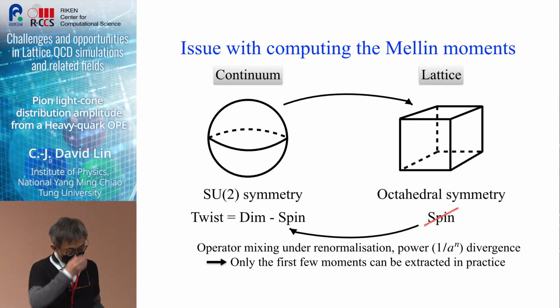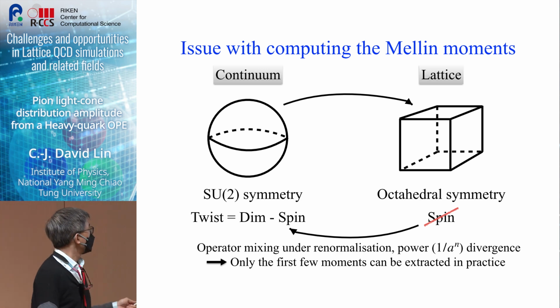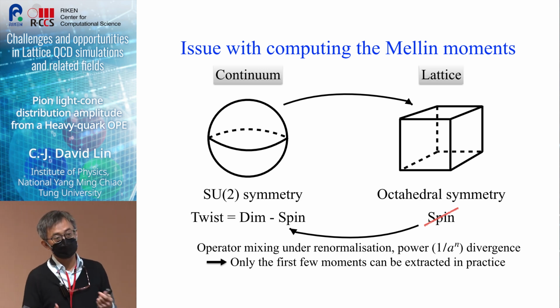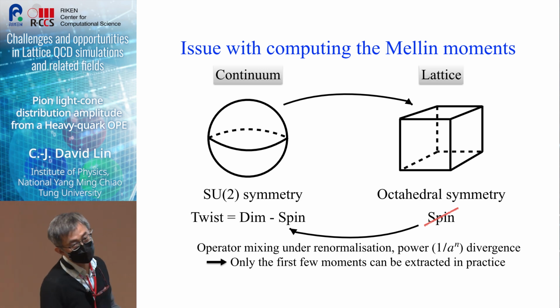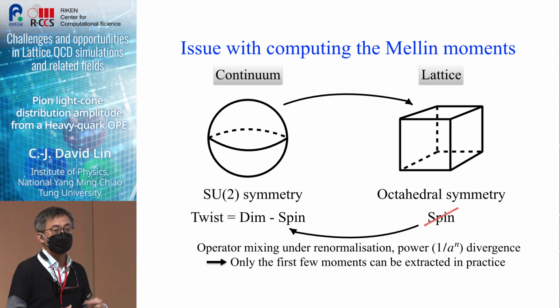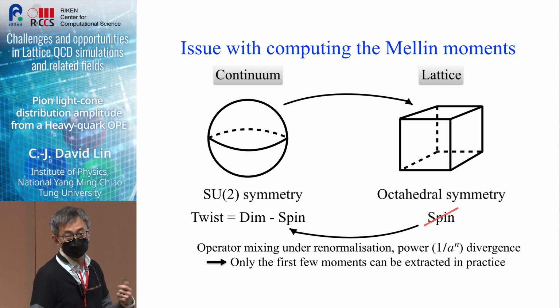But you see that on the lattice, you break the rotation symmetry, and therefore spin is no longer a good quantum number. In other words, if you consider these operators with different spins, they will mix under renormalization. And if you want to get twist-2 contributions, then that means operators with different dimensions will mix.